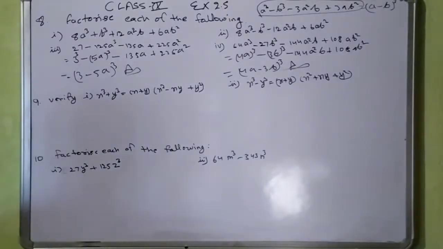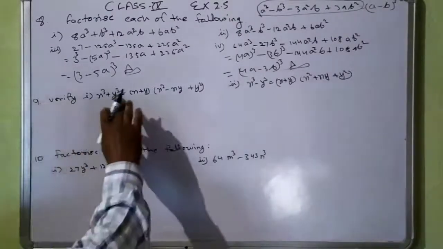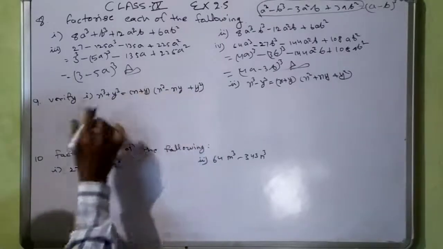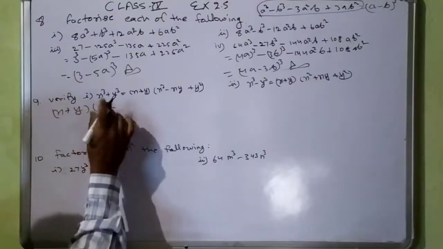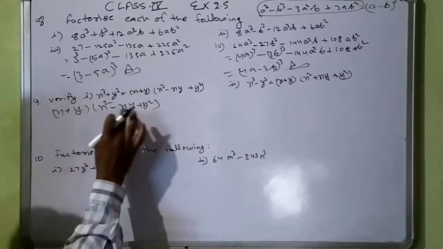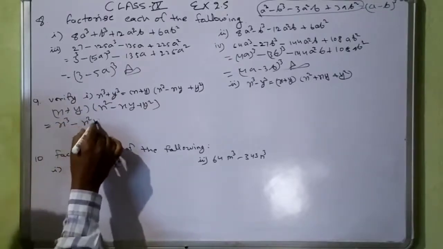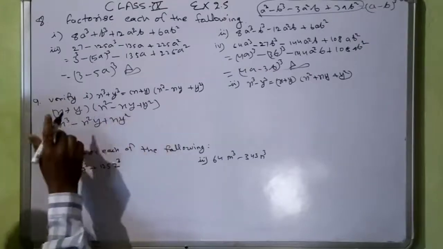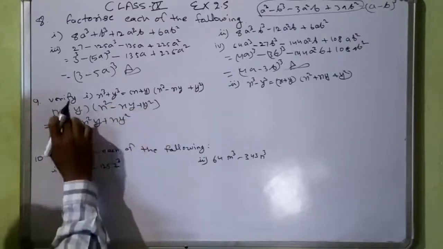Now question 9. Verify x cube plus y cube is equal to x plus y times x square minus xy plus y square. So here we will apply a different identity. Oh, sorry, we will prove that one. First of all we will take x plus y and x square minus xy plus y square, and multiply both. So that will be x cube minus x square y plus x y square. We have taken x and multiplied by this one, this one and this one also.